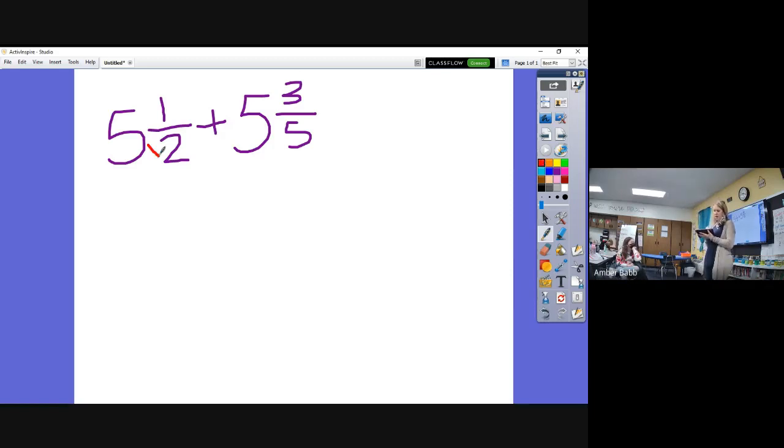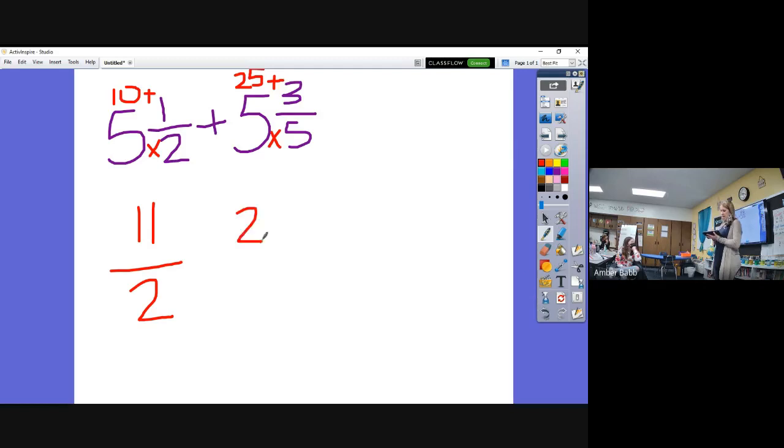To do that, I have to multiply down here. 2 times 5 is 10. Then what do I do? 11. I add that to the numerator. So I've got 11 over 2. Okay. Now on this side, 5 times 5 is 25. That's way easier. 25 plus 3, 28. And I put it on top of my 5.